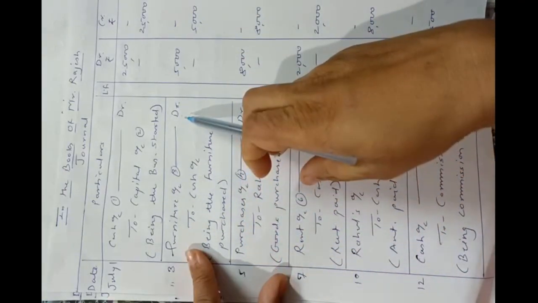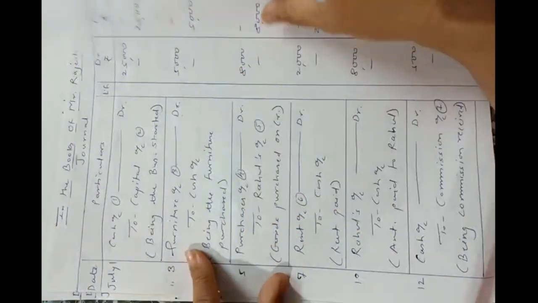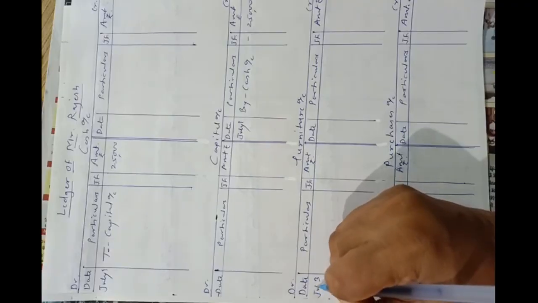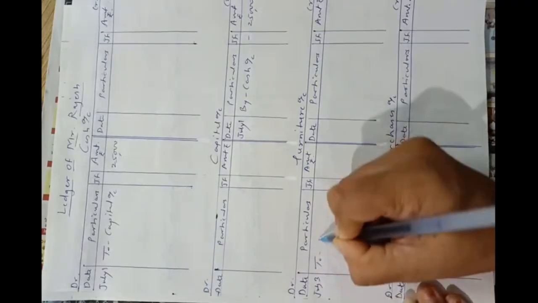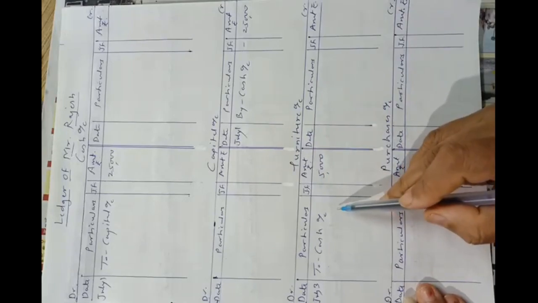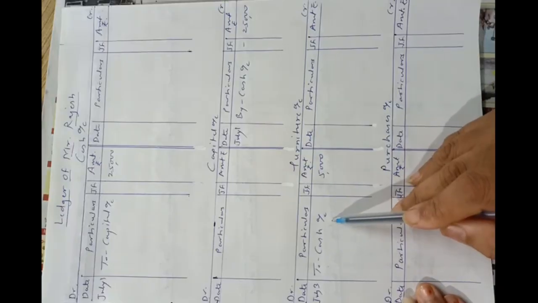So first we have to make posting in furniture account and then in cash account. Furniture account is debited, so on the debit side of furniture account we have to write to cash account. On 3rd July we have to write to cash account, and the amount is rupees 5,000. Now the second posting.